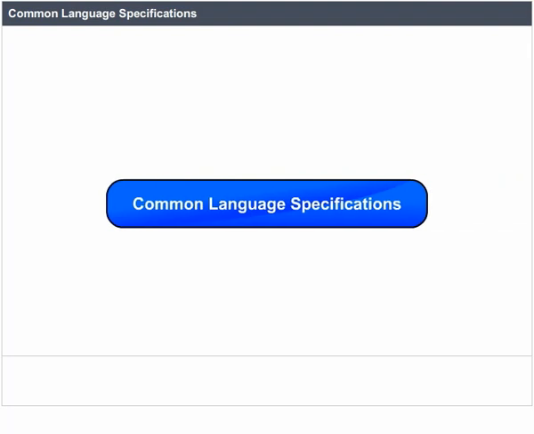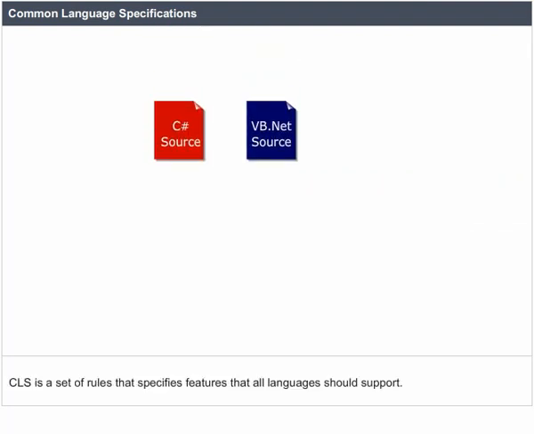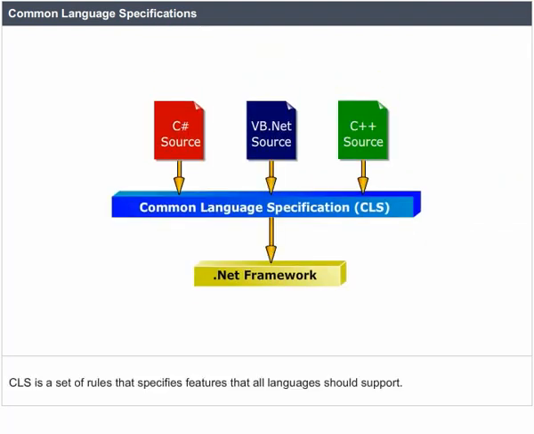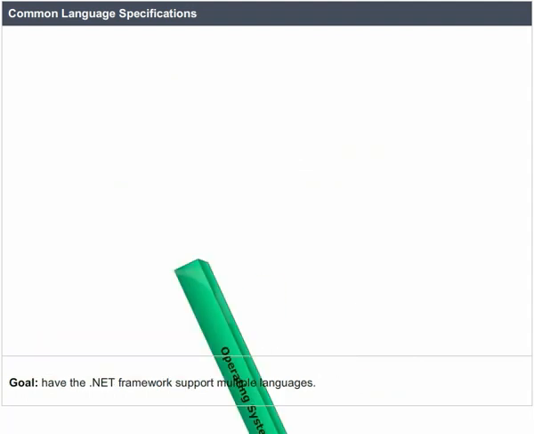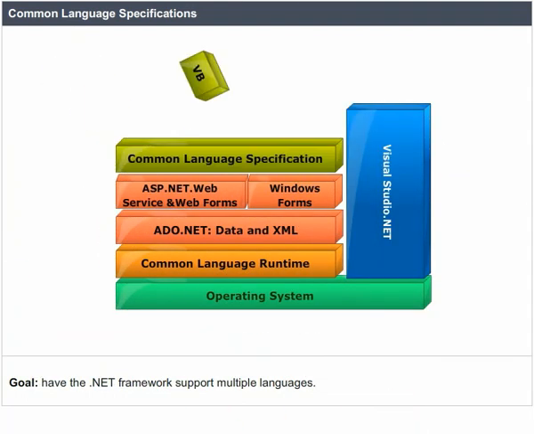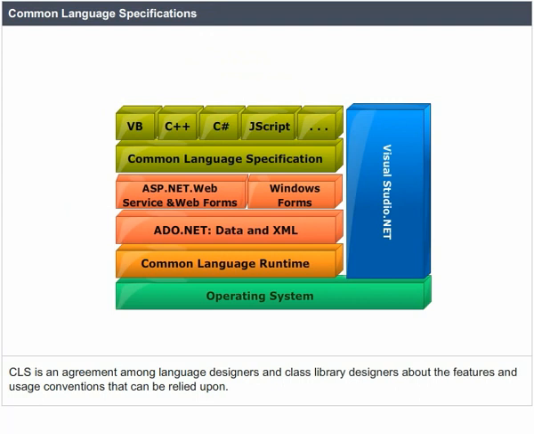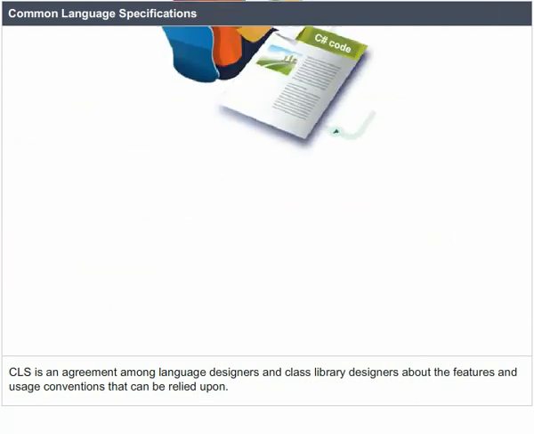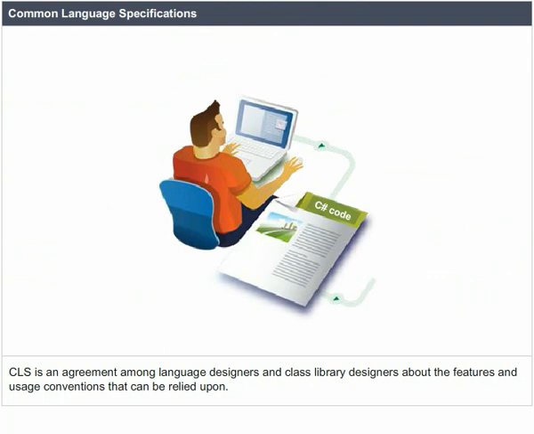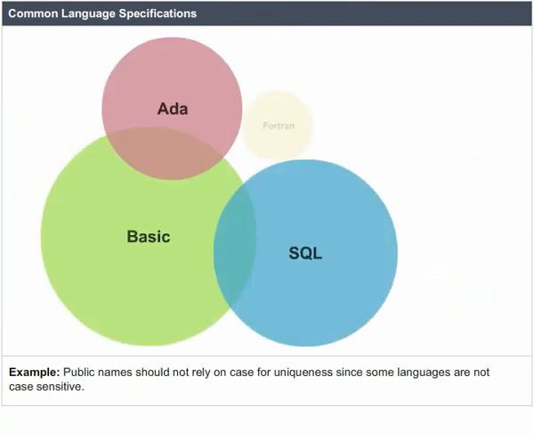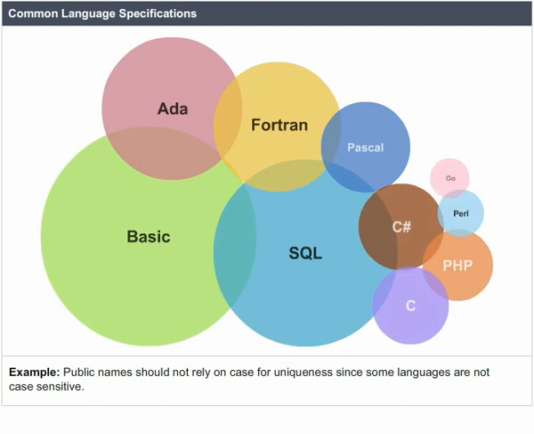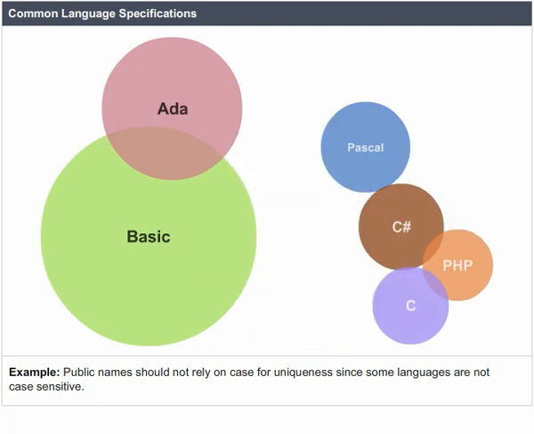Common language specification. CLS is a set of rules that specifies features that all languages should support. Goal: have the .NET framework support multiple languages. CLS is an agreement among language designers and class library designers about the features and usage conventions that can be relied upon. Example: public names should not rely on case for uniqueness, since some languages are not case-sensitive.